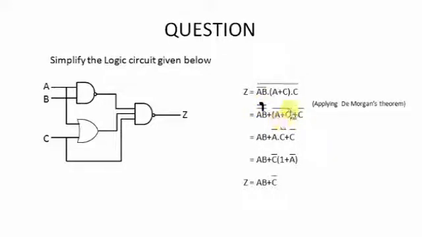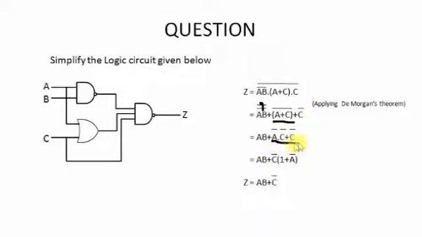Here also we can apply De Morgan's theorem for this expression, (A + C) whole bar: break the line and change the sign. So again the line is broken to A' C', and the plus sign is changed to a dot product, and this bar we cancel, so it will be only AB. So AB + A'·C' + C'.